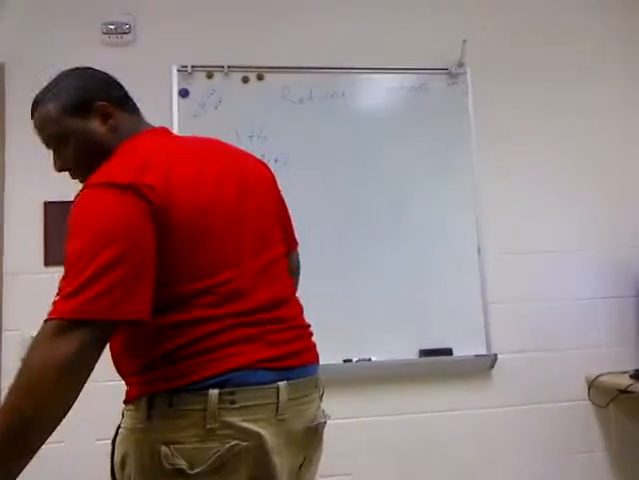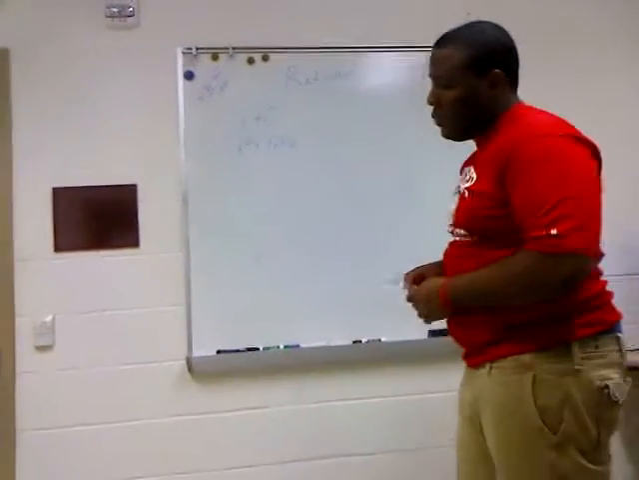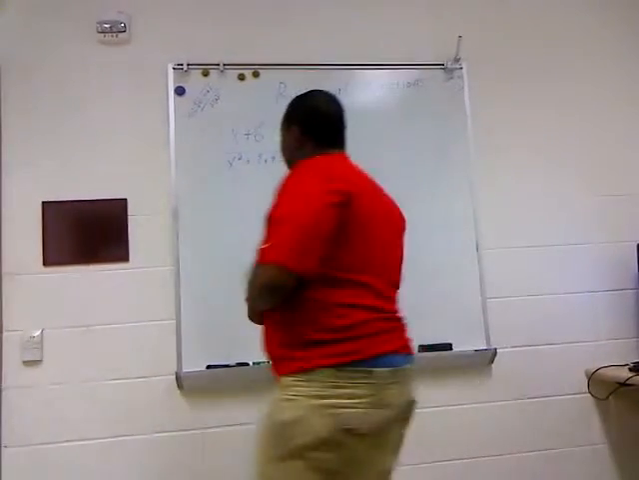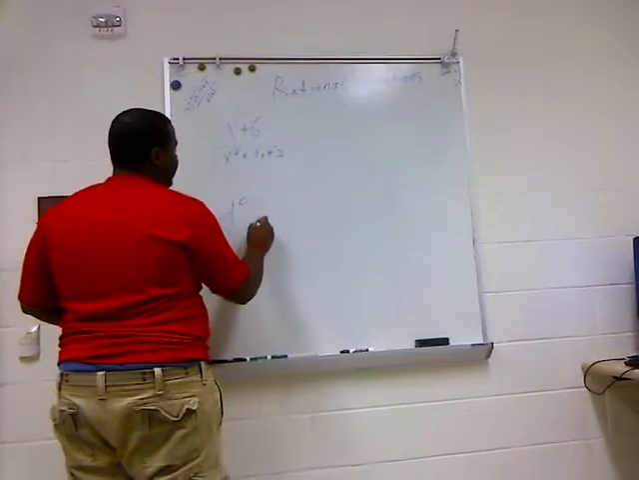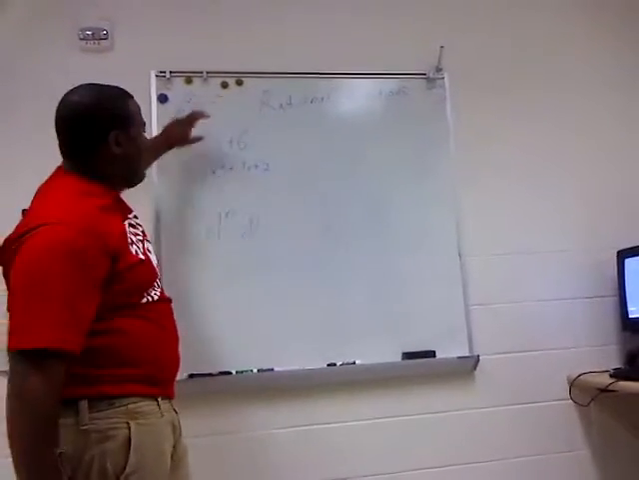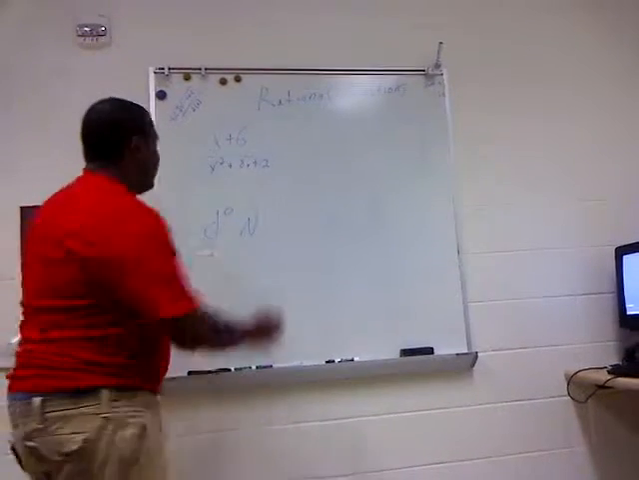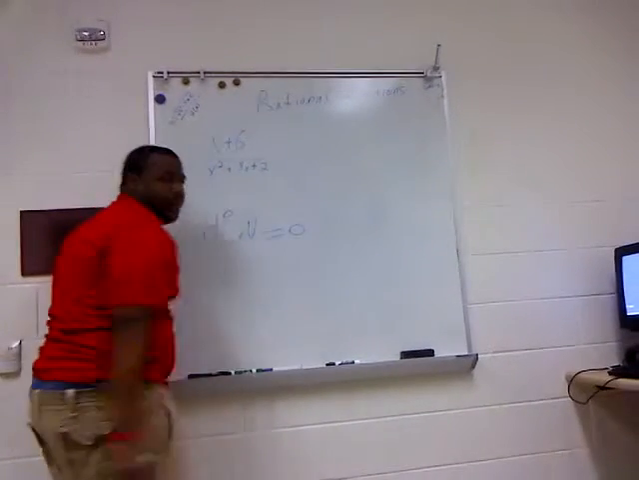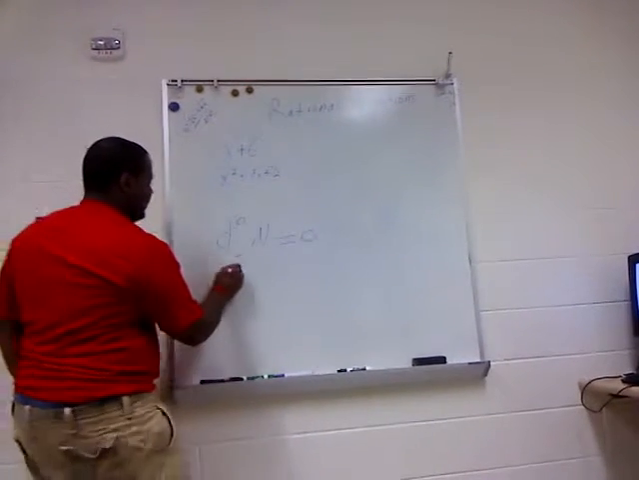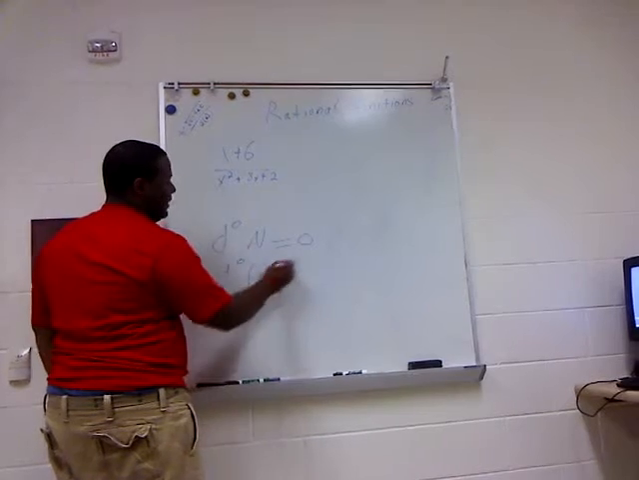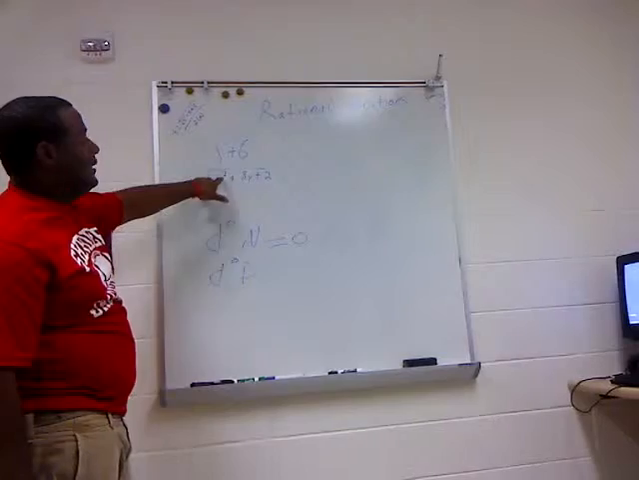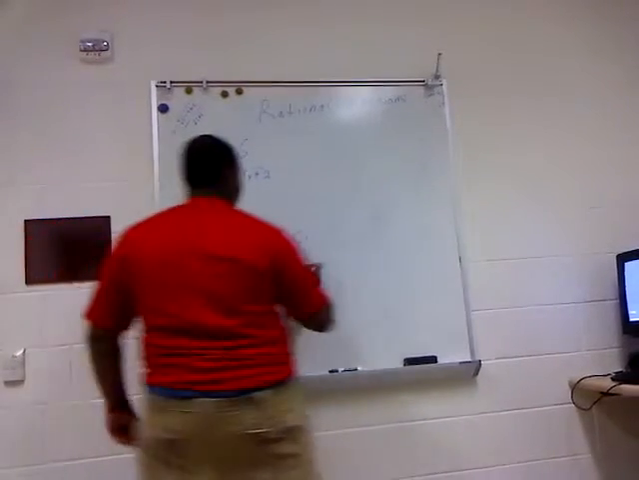Now to find the horizontal asymptote, we have to find the degree of the numerator and the degree of the denominator. My degree of the numerator is the exponent in my numerator. Well, I have no exponent, so my degree of the numerator will be 0. The degree of my denominator will equal 2, because this x is to the second power.